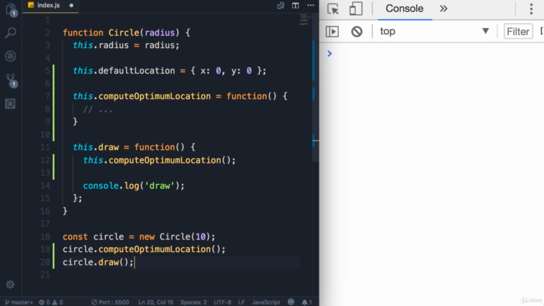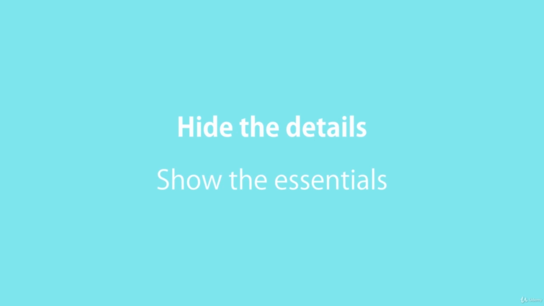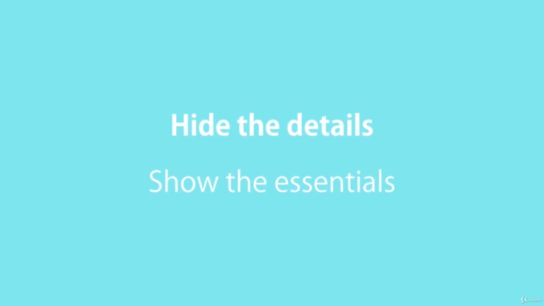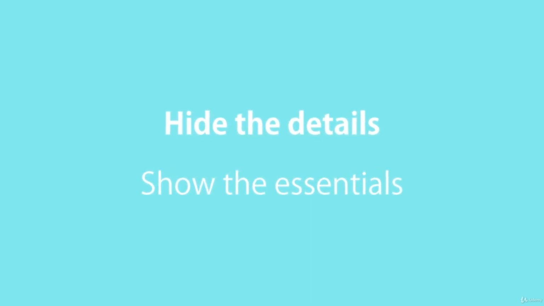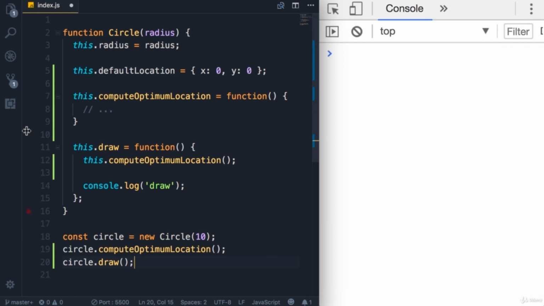So in object-oriented programming, we have this core concept called abstraction. Abstraction means we should hide the details and complexity and show or expose only the essentials. In this particular example, we should hide this property, default location, as well as this method. These are implementation details. These are part of the complexity of this object. We want to hide these from the consumers of this object. Instead, we want to expose only the essentials. That is the radius and the draw method.